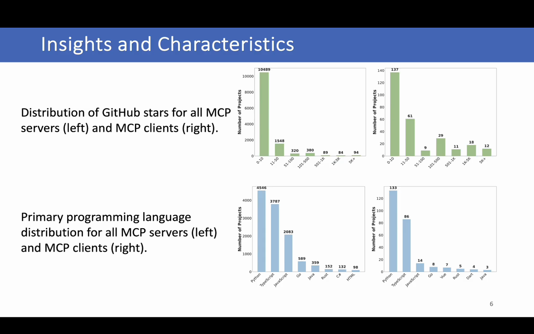Let's take a step back and look at some broader trends. We analyzed the distribution of GitHub stars. Most MCP artifacts are still early stage, with fewer than 10 stars. This long-tail distribution reflects a fast-growing but still immature ecosystem. We also examined programming language use. Python, TypeScript, and JavaScript dominate, indicating developer preference and tool compatibility.